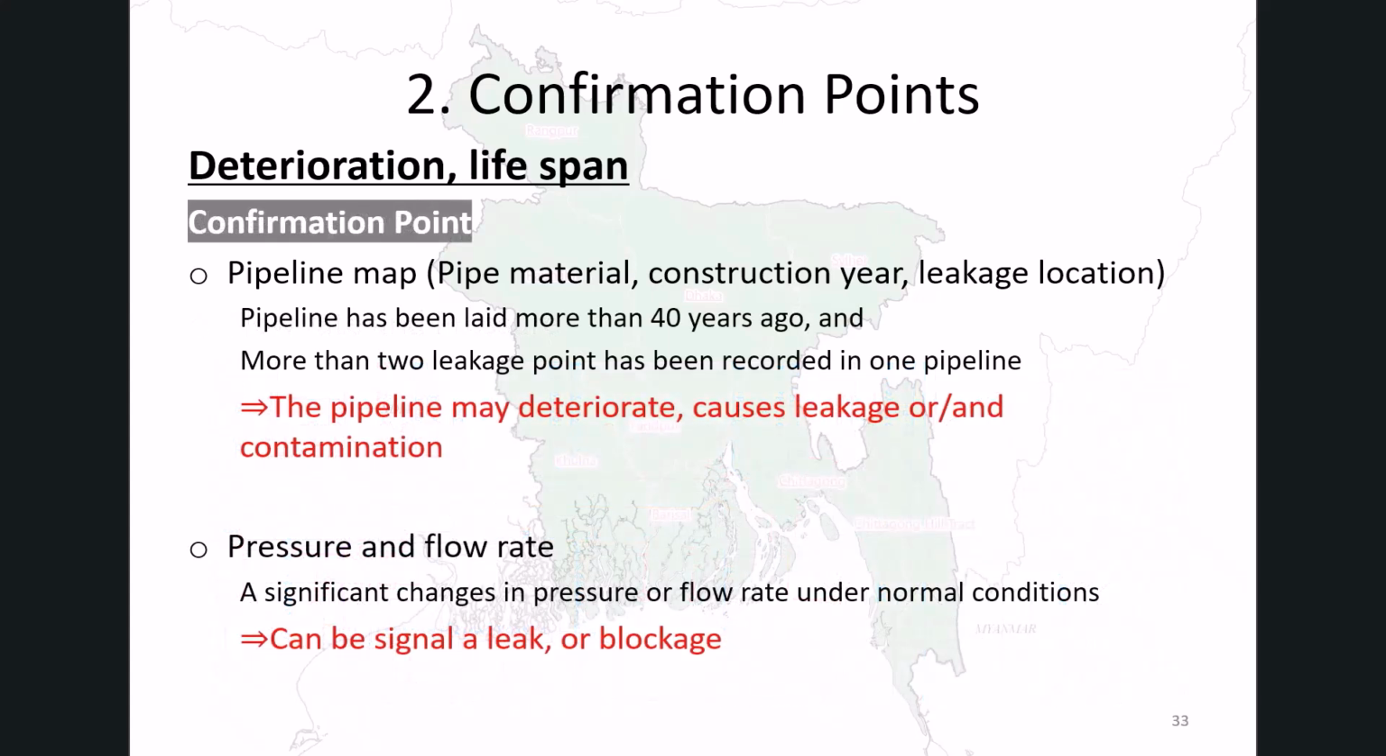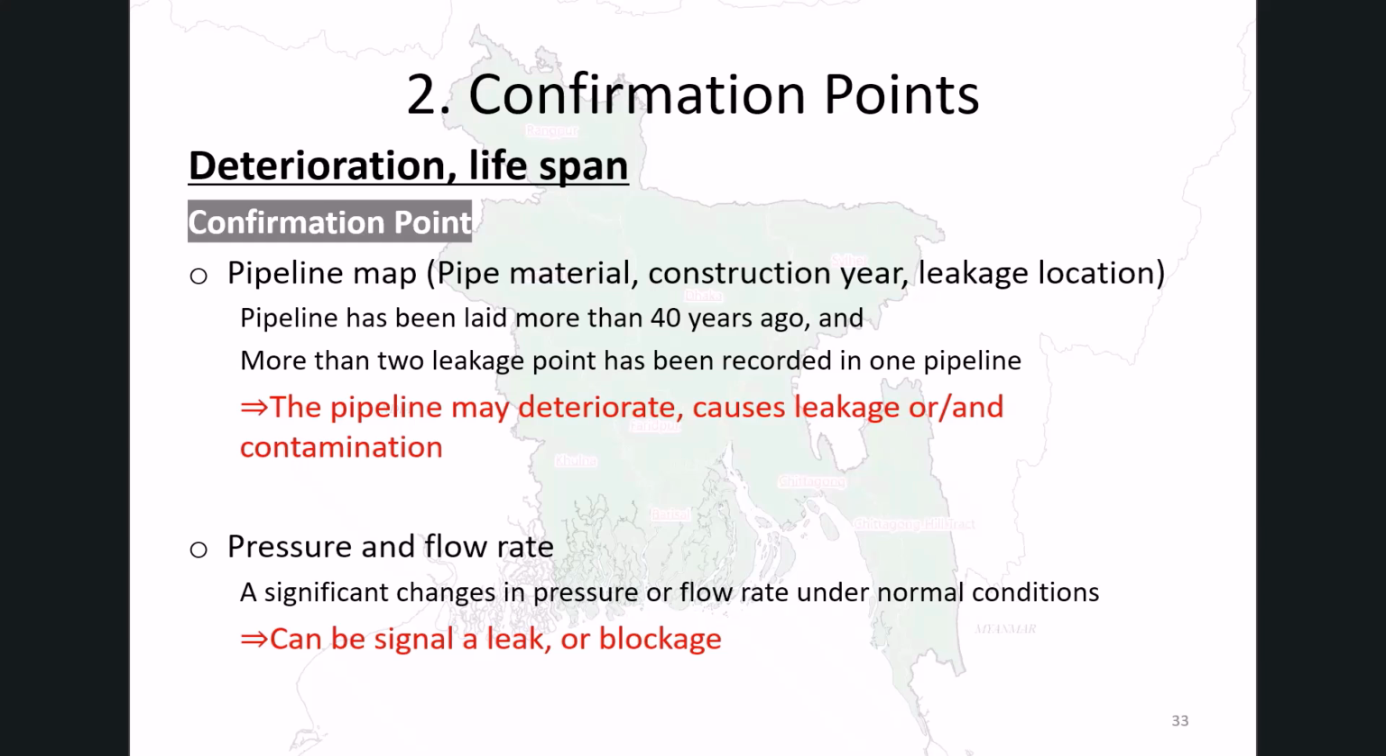This explains the key points we check when assessing pipeline deterioration. First, pipeline maps are reviewed to confirm pipe material, construction year, and past leakage locations. If a pipeline is more than 40 years old and has experienced multiple leaks, it is likely deteriorating and may pose a risk of further leakage or contamination.